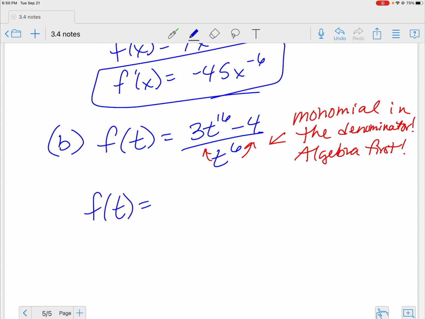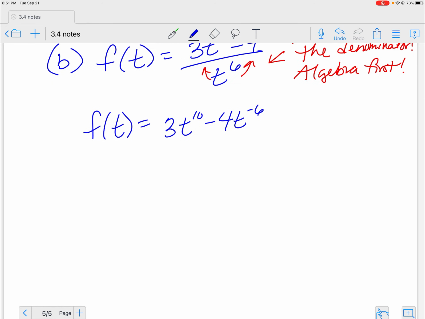F of t, because I haven't taken any derivatives yet. Make sure you're watching your notation. That's a big deal. 3t to the 10th minus 4t to the negative 6, right? I don't have any other t's to cancel out, so if I move it to the other side of the fraction bar, that gives me that negative exponent. Here, like bases, you subtract whenever you do division, so 16 minus 6 is 10, right? You good with my algebra?